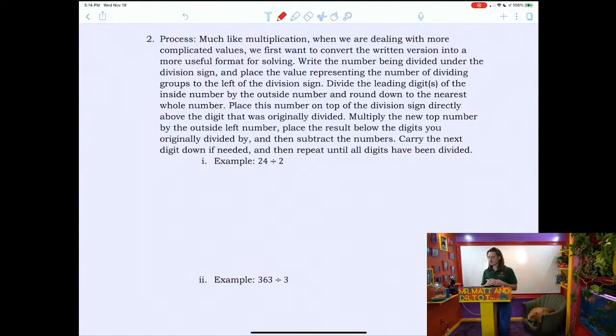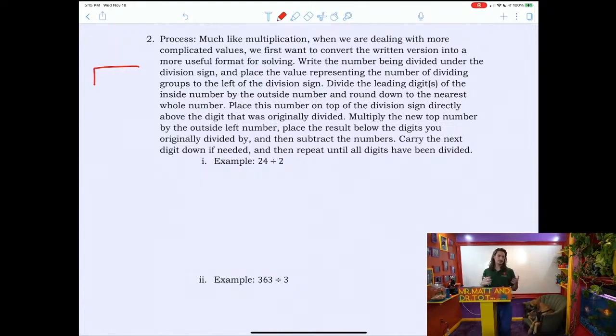Write the number being divided under the division sign, and a division sign looks like this. And place the value representing the number of dividing groups to the left of the division sign. Divide the leading digits of the inside number by the outside number and round down to the nearest whole number. Place this number on top of the division sign directly above the digit that was originally divided. Multiply the new top number by the outside left number, place the result below the digit you originally divided by, and then subtract the numbers. Carry the next digit down if needed, and then repeat until all the digits have been divided.